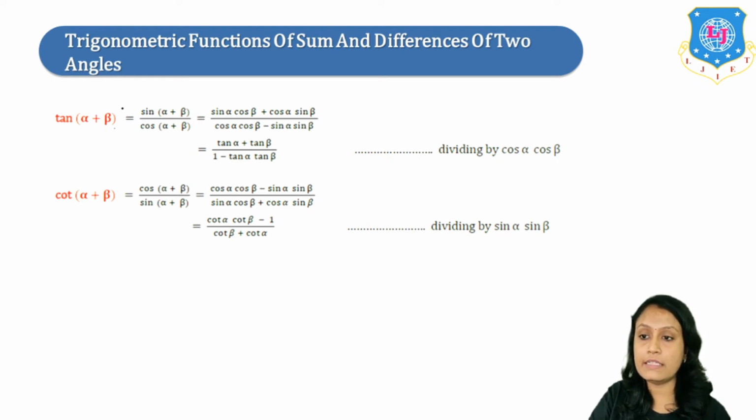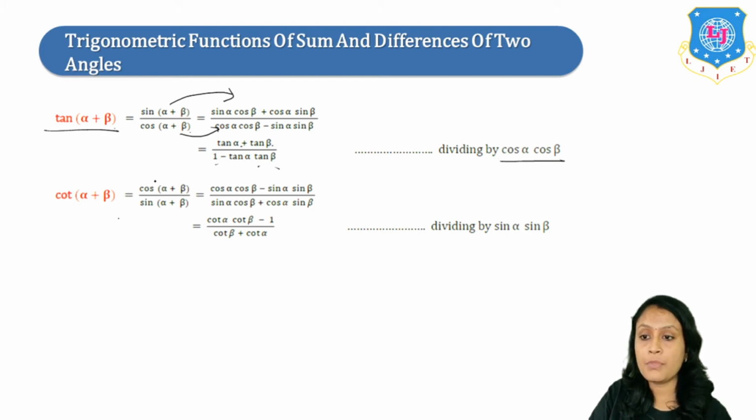Now we'll derive the formula for tan alpha plus beta. We know that tan theta is sin theta upon cos theta, so it can be written as sin alpha plus beta upon cos alpha plus beta. Now we know the formula of sin alpha plus beta and cos alpha plus beta. Substitute over here. Now divide this by cos alpha cos beta. If you divide it by cos alpha cos beta, here we have sin alpha upon cos alpha, that will give you tan alpha. So the formula for tan alpha plus beta will become tan alpha plus tan beta upon 1 minus tan alpha tan beta.